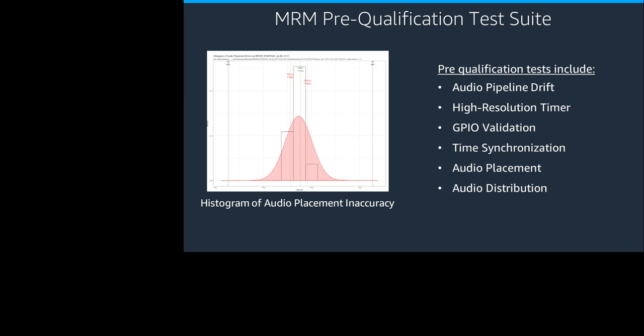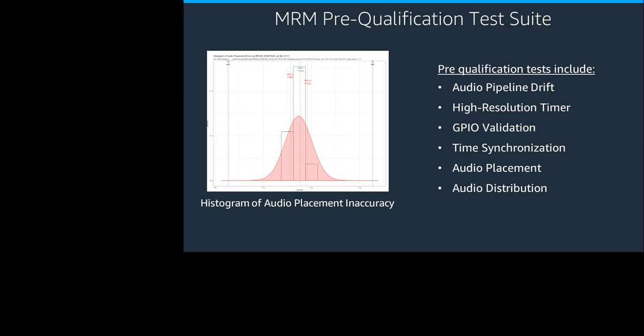So the first thing we do is we make sure that your audio pipeline has a low drift rate, that 48 kilohertz really is 48 kilohertz. We make sure that your high resolution timer is sufficiently accurate, below 1 microsecond. We do a validation of GPIO. The GPIO is not used for production, so don't get nervous about that. The GPIO is simply a way of us having a reference that allows us to accurately measure the time synchronization and the audio placement, which are the 2 key things I'll talk about next.